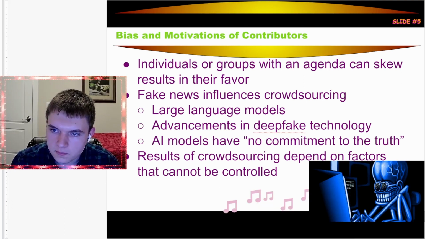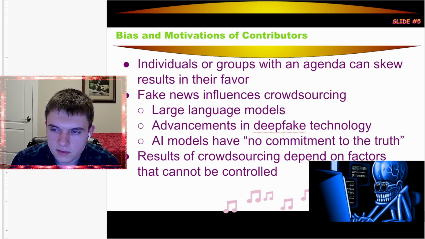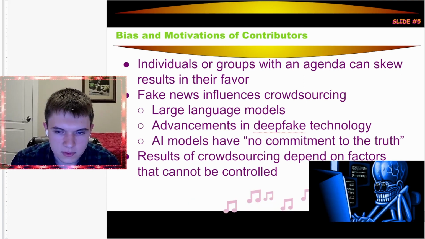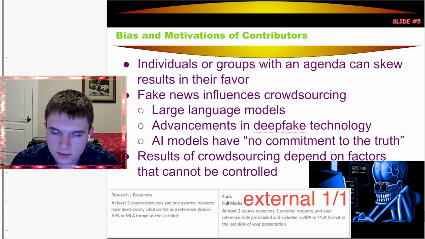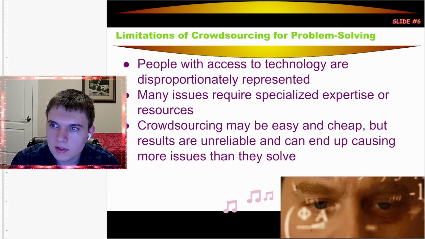And so it's pretty easy for these sorts of adversarial groups to push their ideas and really have a big effect on these crowdsourcing data collection methods. So the results of your crowdsourcing are going to depend on factors that you can't really control. So that's another big problem of crowdsourcing.